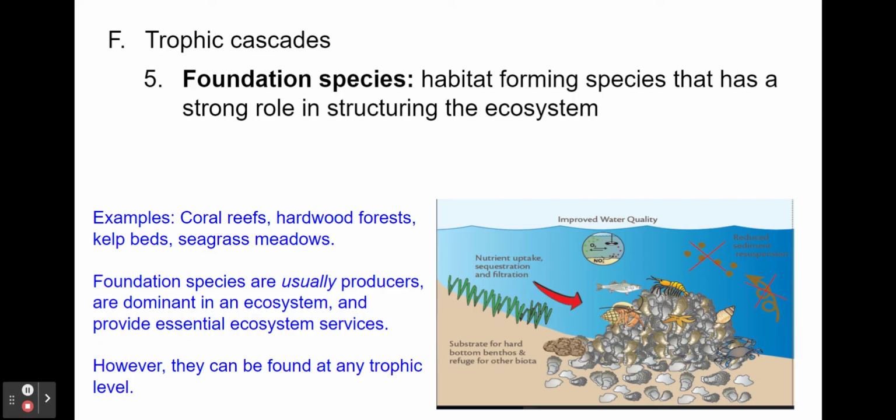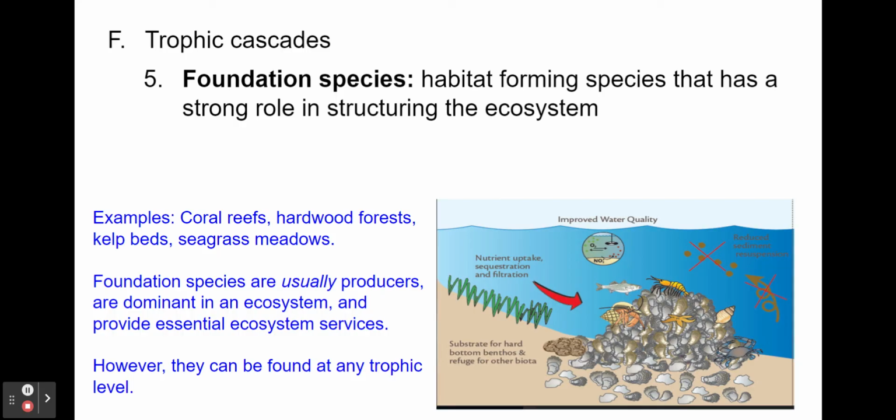These provide spaces for breeding. Think about a bird building a nest in a tree. The tree is providing a habitat for the bird. That's a foundation species of the forest. Foundation species are usually producers. Not always, though, because coral is an animal and they form coral reefs.